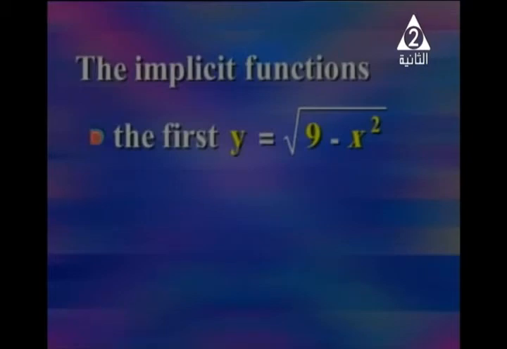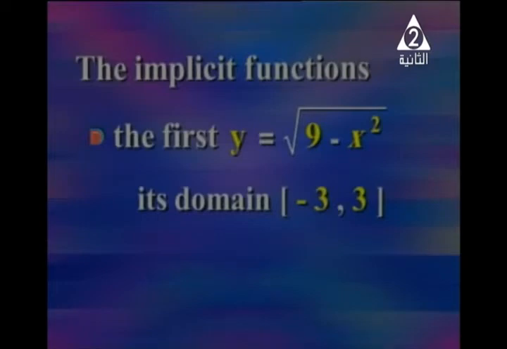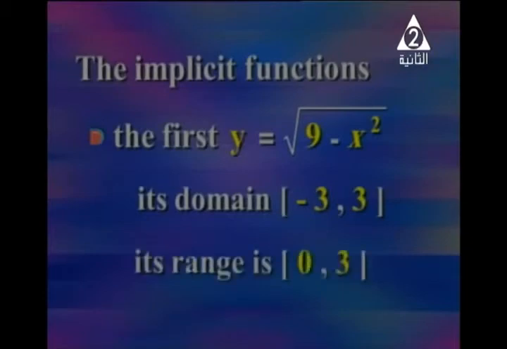The implicit function number 1: y equals the square root of 9 minus x squared. Its domain is negative 3, 3. What do we mean by its domain? Domain means the values of x. In this case, x belongs to the closed interval negative 3, 3. What is the range? Excellent student, 0, 3.